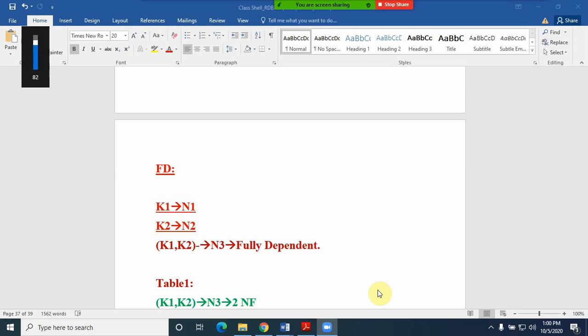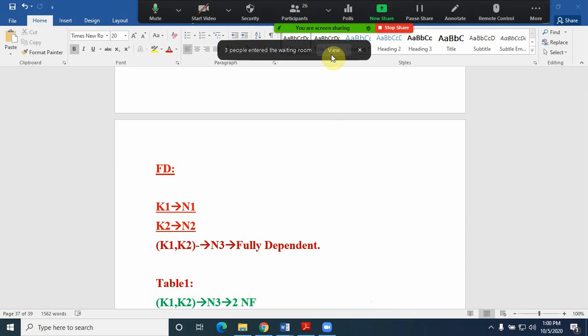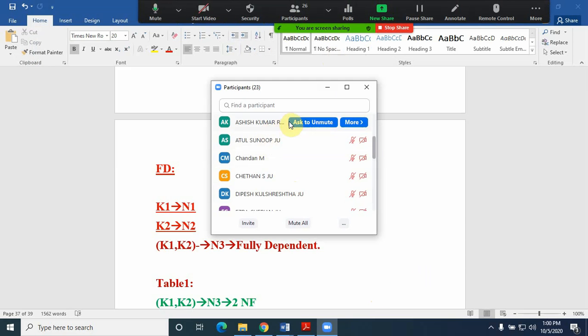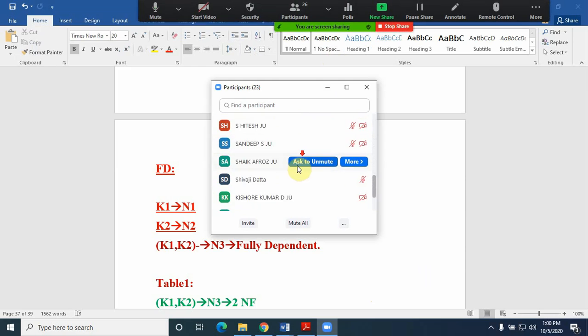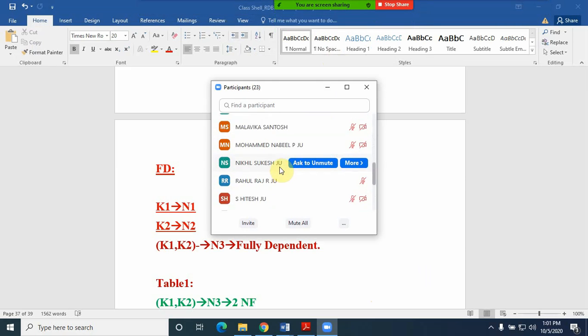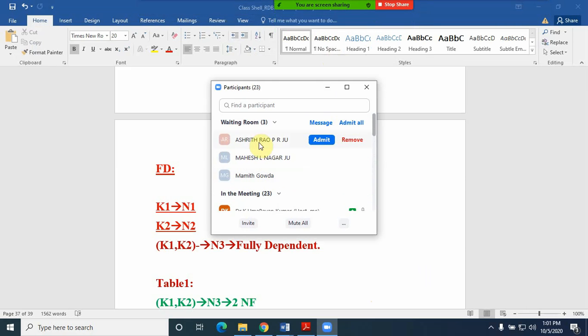So in the earlier sessions we started the discussion of normal forms. According to our discussion, we have different categories of normal forms. Those normal forms allow us to perform some kind of activities.